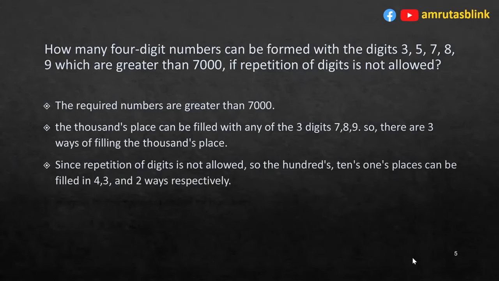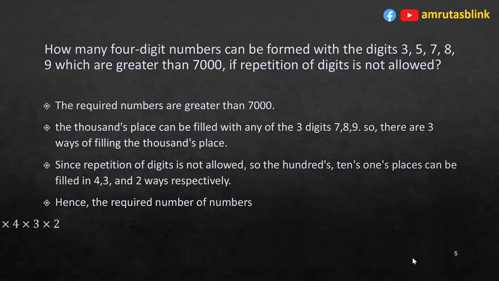Now in this case repetition of digits is not allowed. So out of 5 available digits, the hundreds place can be filled with the remaining 4 numbers, the tens place can be filled with the remaining 3 numbers and the units place can be filled with just the remaining 2 numbers. So the total number of ways will be 3 into 4 into 3 into 2, that is 72. So basically we can create 72 such numbers which are greater than 7000 and with no repetition of digits.